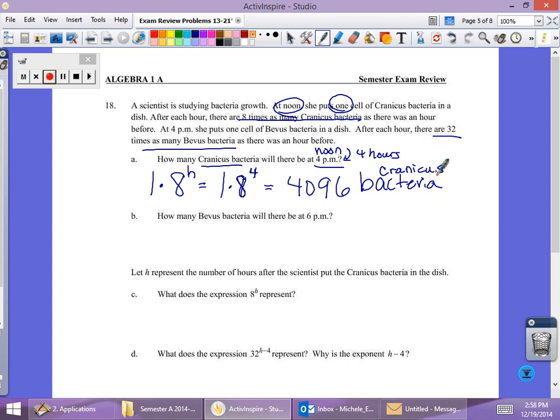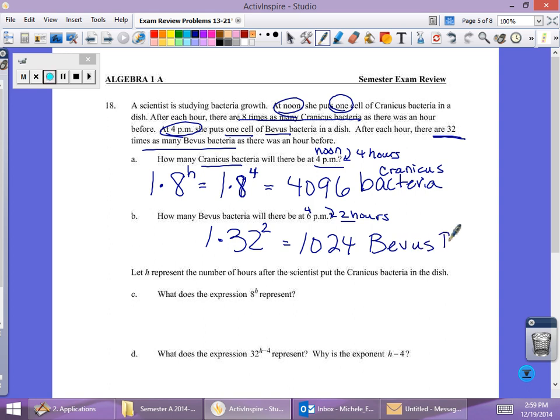So how many Bevis bacteria will there be at 6 p.m.? Well, the Bevis bacteria didn't start until 4 p.m. So from 4 p.m. to 6 p.m. is only 2 hours. We are starting again with one cell. We are multiplying by 32 every time. And we're doing that for 2 hours, so I'll get an exponent of 2. And 1 times 32 squared is 1,024 Bevis bacteria.